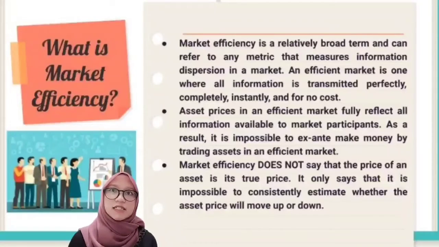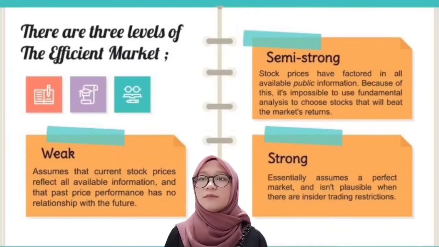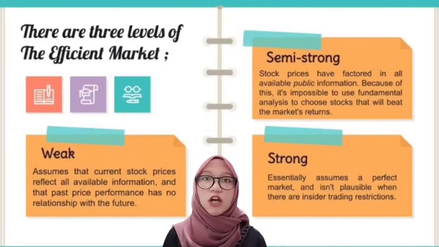Market efficiency does not say that the price of an asset is the true price. It only says that it is impossible to consistently estimate whether the asset price will move up or move down. There are three levels of efficient market, which are weak, semi-strong, and strong.